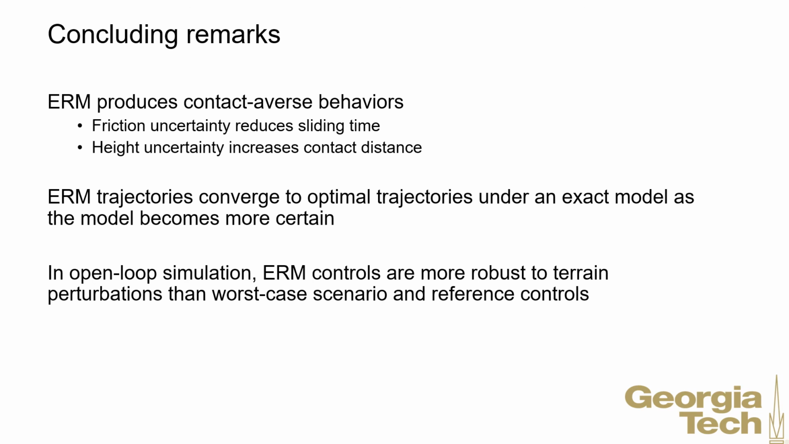We believe our study marks an important first step towards reasoning about robustness to uncertainty in the terrain during motion planning. Future works may focus on producing contact-seeking behaviors by including a reward for contact interaction, or on updating the terrain model and uncertainty information from locomotion data.